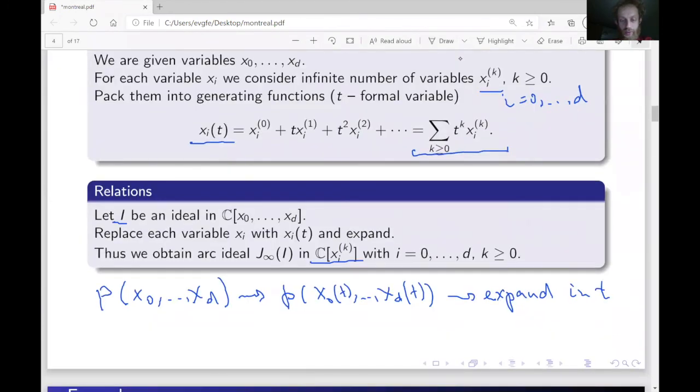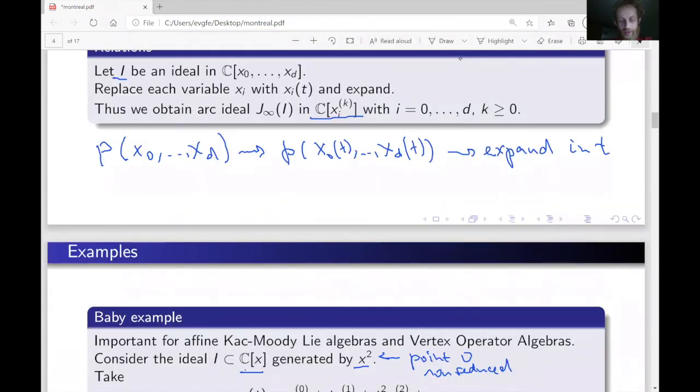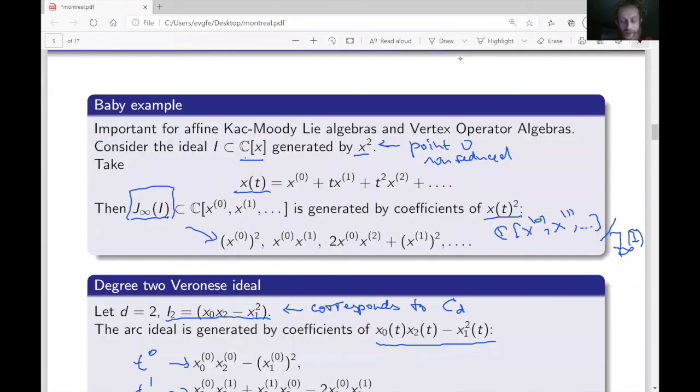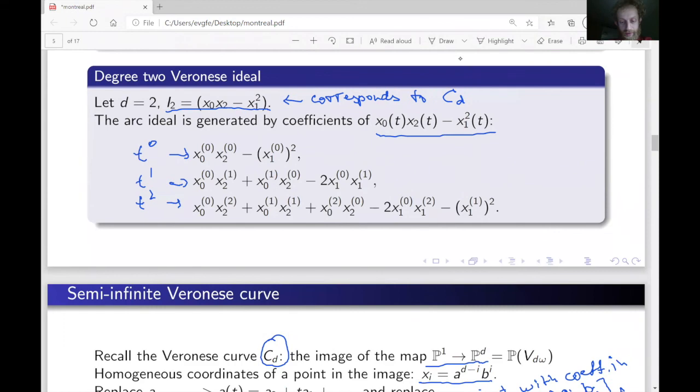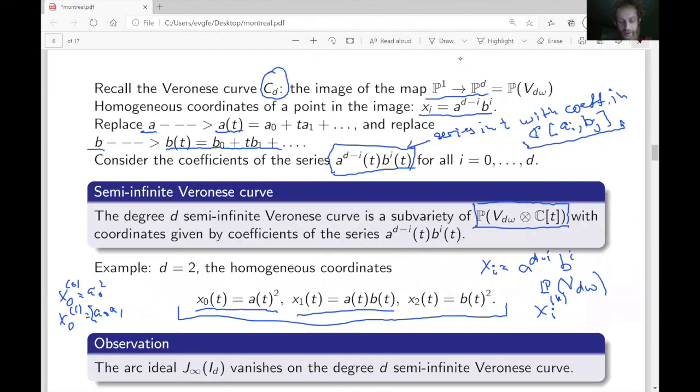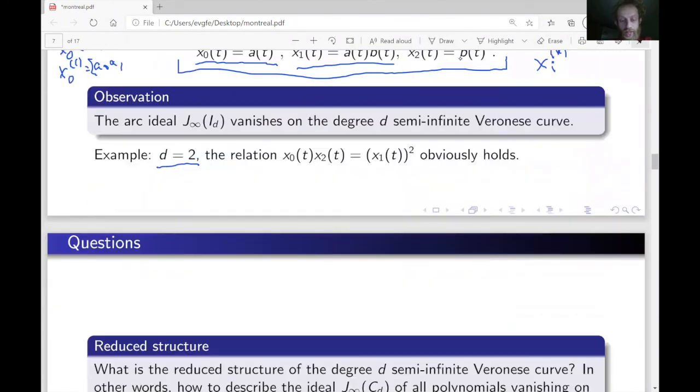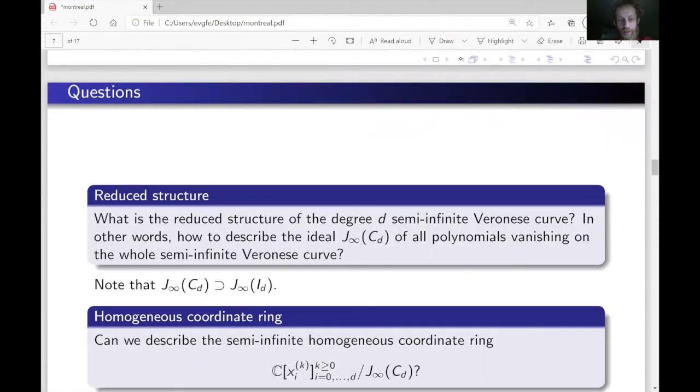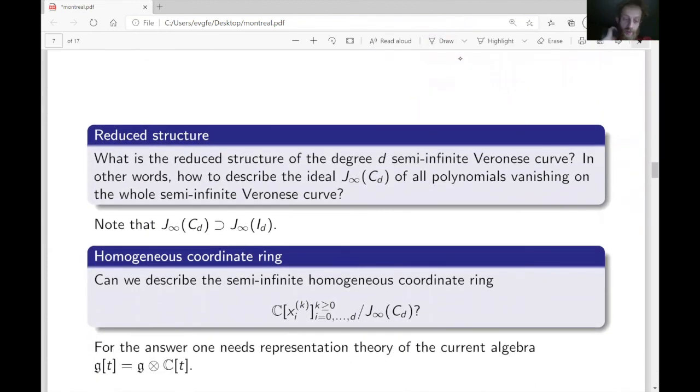So here we are, and so what are the questions we want to ask? Here are the questions. So first of all, what is the reduced structure of the degree D semi-infinite Veronese curve? So what's the question? The question is as follows.